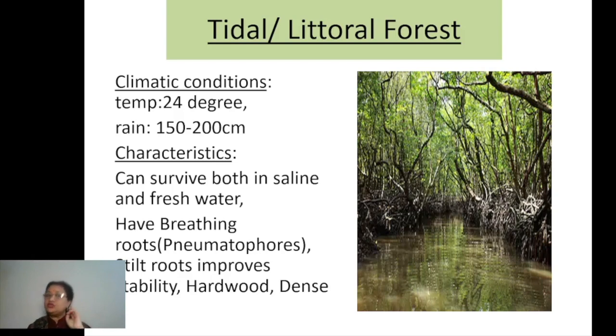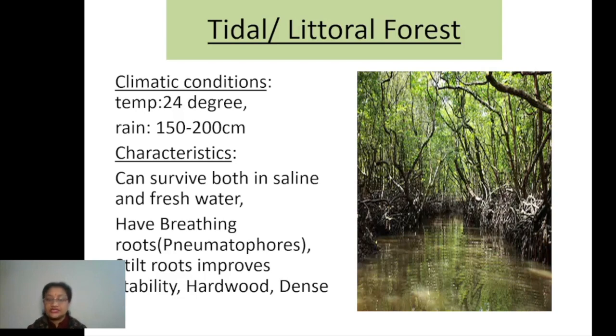Number one. Number two, a very, very important feature of it is the breathing roots. Most of the trees which are visible in the picture have roots which are coming up above the level of water. Now these are called the breathing roots. These are also called pneumatophores. Now what is the importance of these breathing roots? They actually help in proper air circulation, proper respiration. Clear?